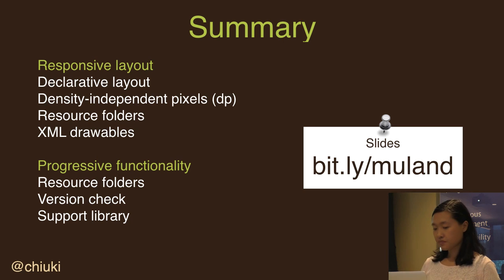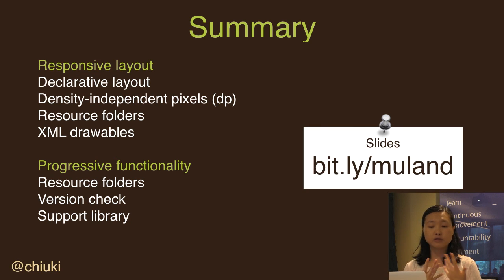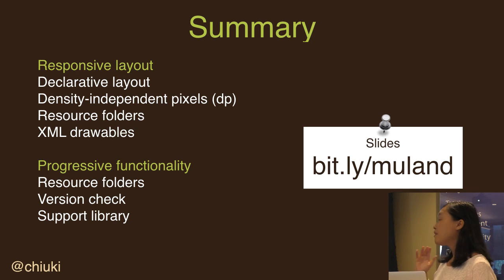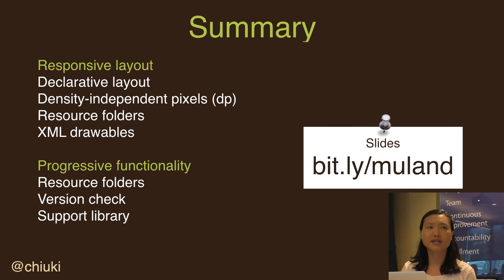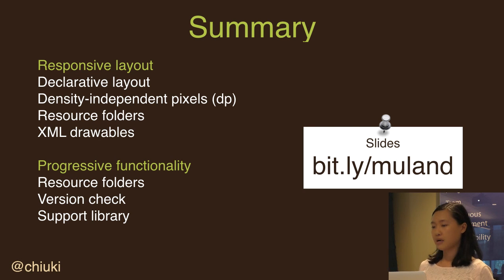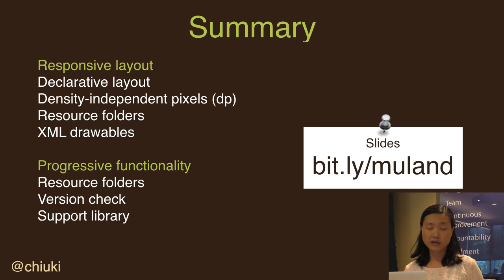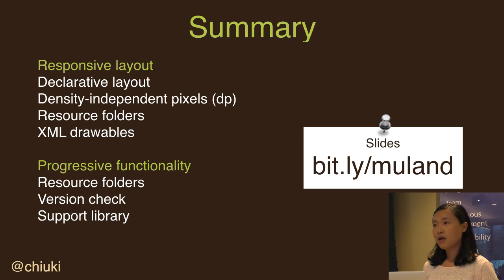So in summary, we've gone through different techniques on how to do responsive layout and to do progressive functionality. One big thing, if you walk away with one thing from this talk, is you want to think declaratively. You want to think about what it is that you want to do, and you essentially explain to the computer, say, hey, I want this to be in the middle of the screen. With that, that will help you a long way into structuring your app in such a way that it will work on multiple devices. And then I also explained what is the DP, resource folders, and how do you make XML drawables. And then to make progressive functionality, again, we can use the resource folders, but then we can also check the version code in Java, or we can also just ship the new functionality with the support library.